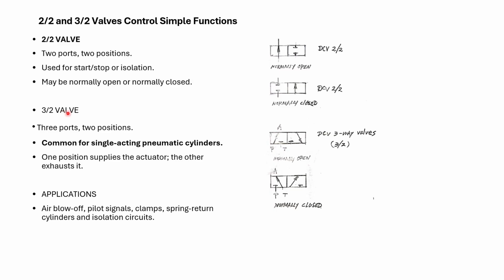3, the second number, means 3 ports: 1, 2, 3. 2 positions, DCV, 3 by 2 valve. Normally, this symbol means normally open. This means normally closed. Sometimes we use the red color. Applications: air blow-off, pilot signals, clamps, spring return cylinders, and isolation circuits.